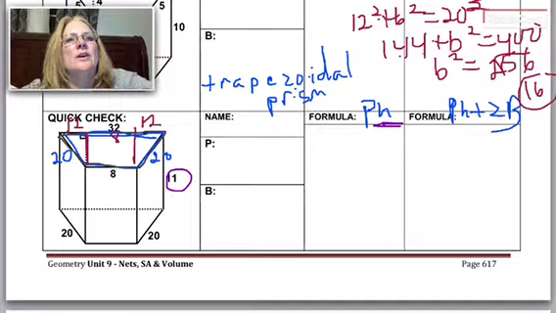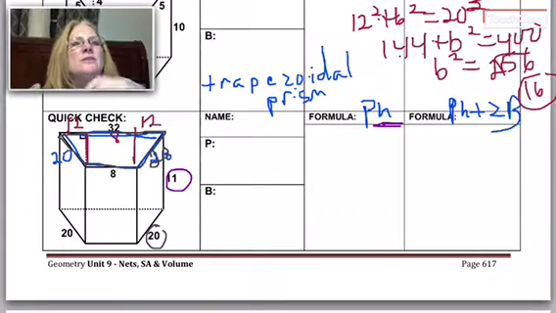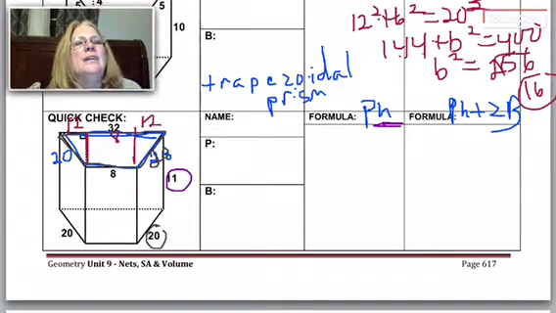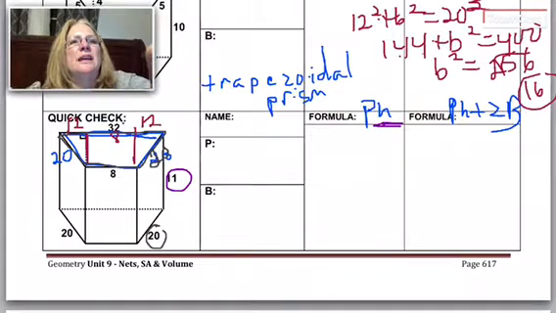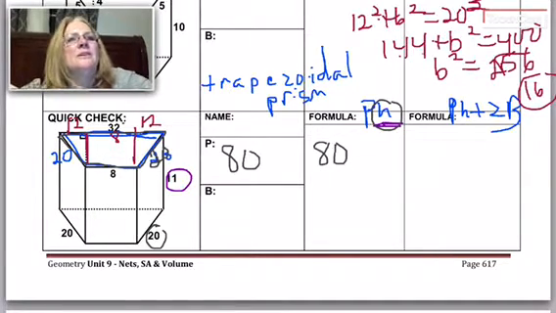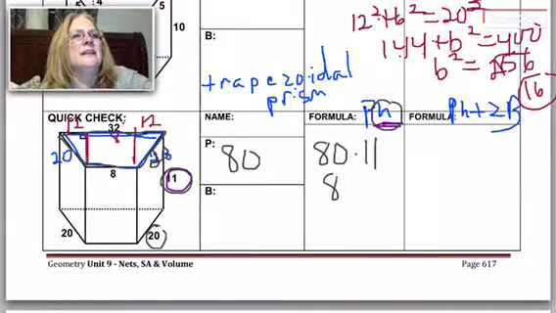Okay, and so this 20 is the same as this 20 here because we know that the bases have to be parallel. So when we add up the perimeter of the base, that's 20 plus 20 plus 32 plus 8. So that's 40. So that is 80. And so perimeter times height, the height of the prism is this right here. So that is 11. So this is 880.